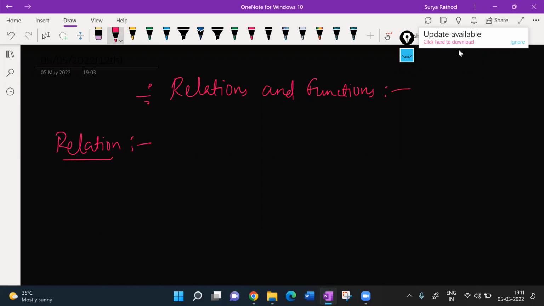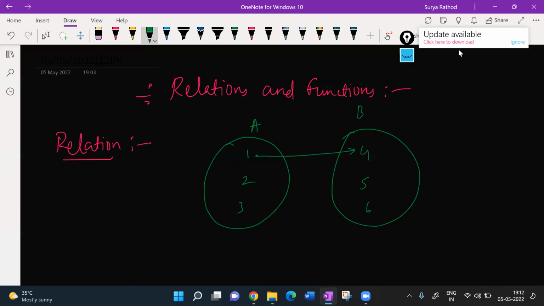Let's say this is set A and this is set B. In set A, I'm having elements 1, 2, 3. In set B, let's say 4, 5, 6. One can have a relation with 4. See, basically, relation happens between two things, correct? Two objects. So one can have a relation with the 5 here. One can have a relation with the 6 here. Two can have a relation with the 4 here. Two can have a relation with the 5 here.